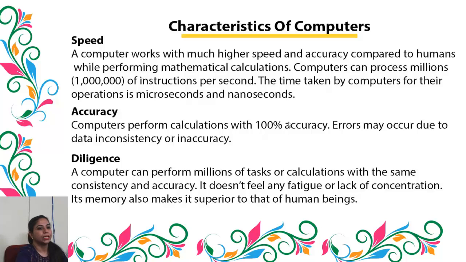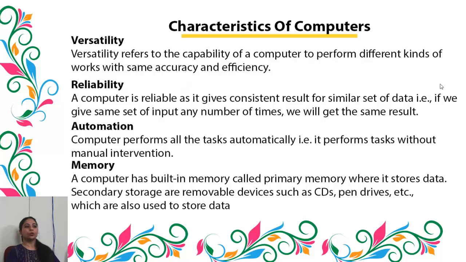Okay, so next we have versatility. Versatility refers to the capability of a computer to perform different kinds of work with the same accuracy and efficiency. A computer at the same time can perform a lot of different tasks. You can do calculations, you can play games, and along with that you can use your paintbrush software, you can design something. So a computer is capable of doing so many tasks at a single time. Okay, so it is versatile.